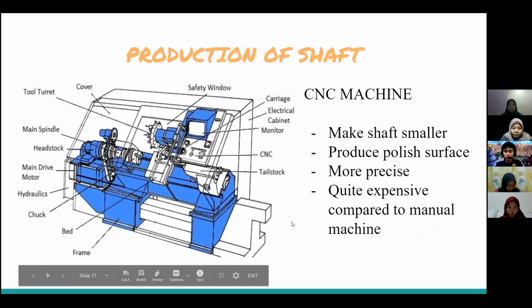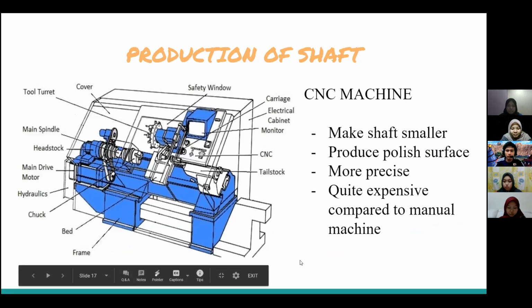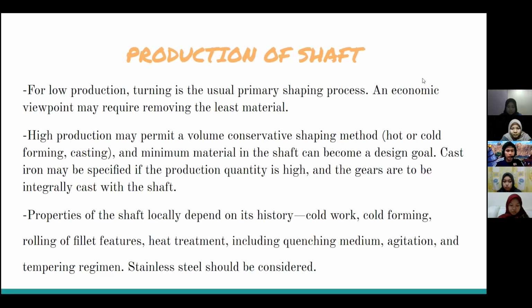This is the production of shaft. Basically, we use CNC machine because it is more precise, but it is quite expensive compared to manual machine. We can make the shaft smaller and produce a polished surface. For the production of shaft, turning is the usual primary shaping process. It can also reduce budget by removing less material.